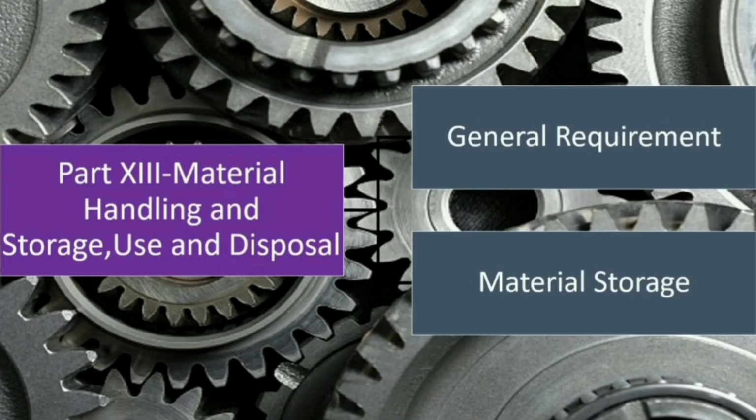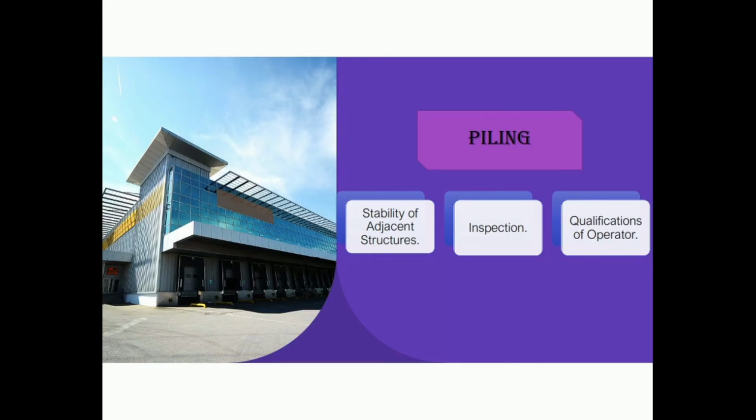Next, for the material handling and storage, use and disposal. First, general requirement. In product development and process optimization, a requirement is a singular documented physical or functional need that a particular design, product, or process aims to satisfy. Second, material storage. Material handling involves short distance movement within the confines of a building or between a building and the piling. First, it was stability of adjacent structures.